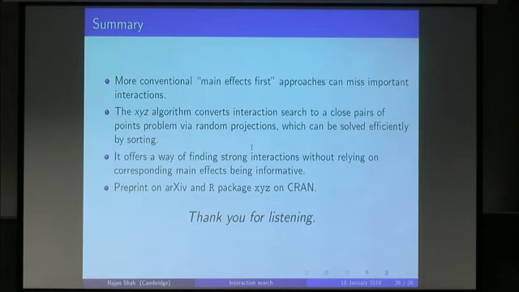Okay, so there are a few more experiments you can see in the paper, which is on the arXiv. So I'll just summarize that these maybe slightly more conventional approaches where you look at the main effects first, they could miss these strong interactions potentially. And this XYZ algorithm at least gives us a way of finding the strong interactions, and those are perhaps the ones that we'd really be interested in. So we might miss some weak interactions, but perhaps they would be of less interest to us anyway.